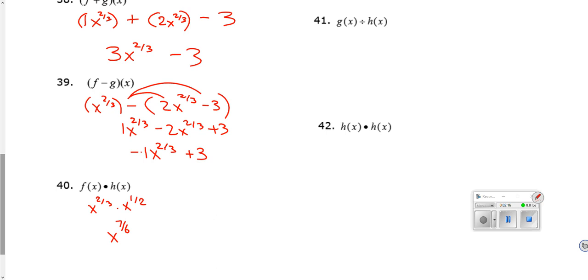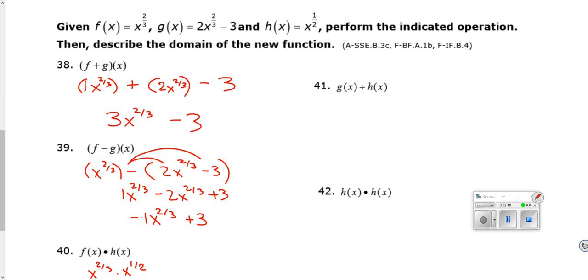Number 41 is a division problem. So if we have a division problem, let's see, g of x. So we've got 2x to the 3rd minus 3. And then we have h of x. H of x is x to the, actually I messed that up. It's not, it's got a 2/3 right here, sorry. And I have x to the 1/2.